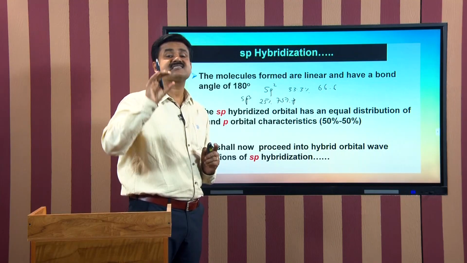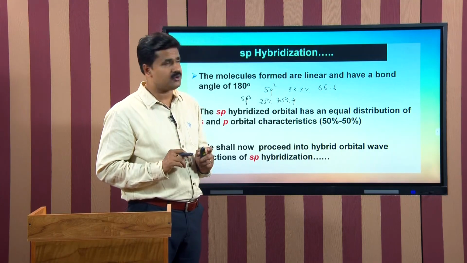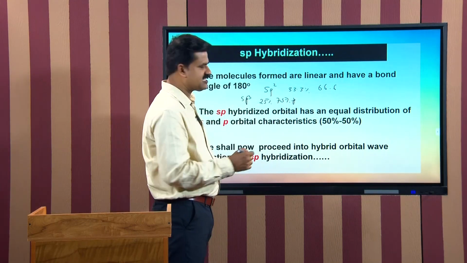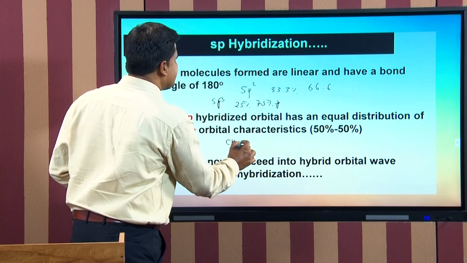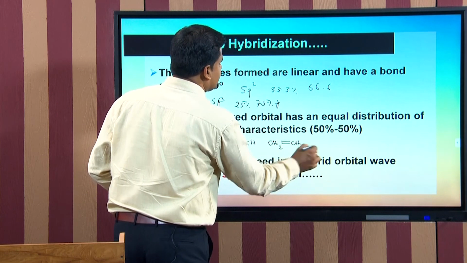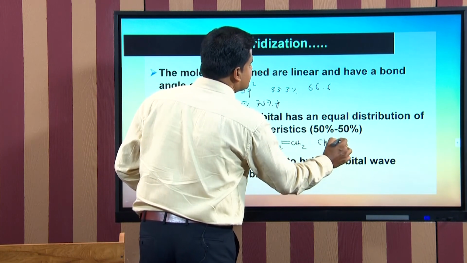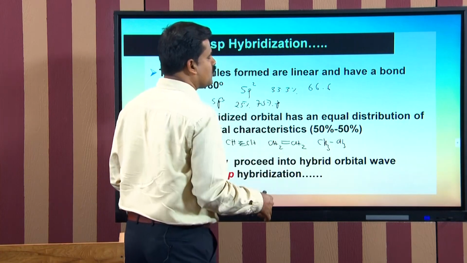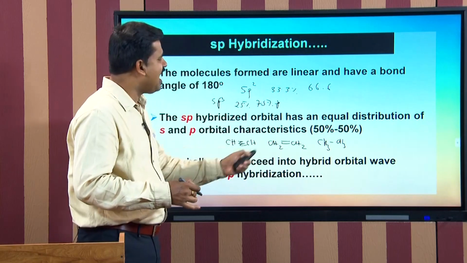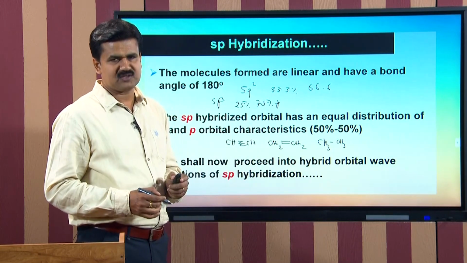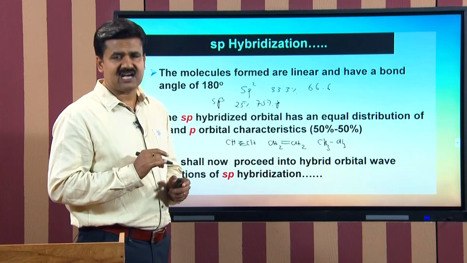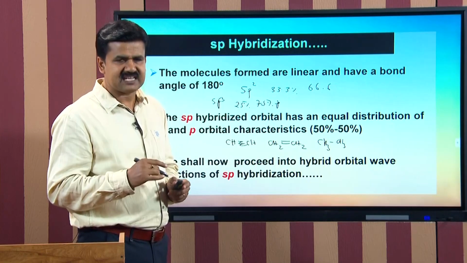Percentage of s character has a strong connection with the acidity of the molecule. For instance, I am taking three molecules in order to illustrate this percentage characteristic. I am having three molecules, that is CH triple bond CH. Next one is CH2 double bond CH2, ethylene. And the last molecule is CH3 single bond CH3. This is a saturated compound, this is ethane, and this is ethylene. My question is, what about the acidity of these three compounds? It should be noted that with the increase in percentage of s character, the acidic strength also increases.